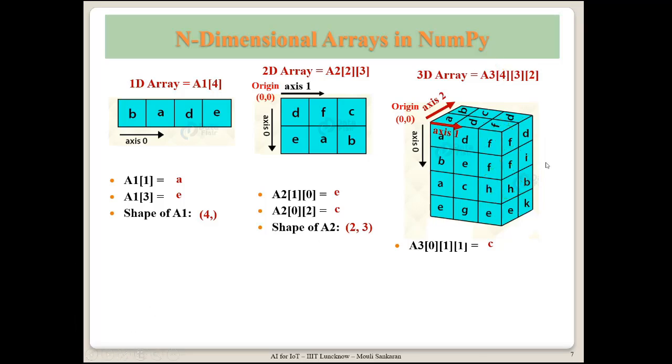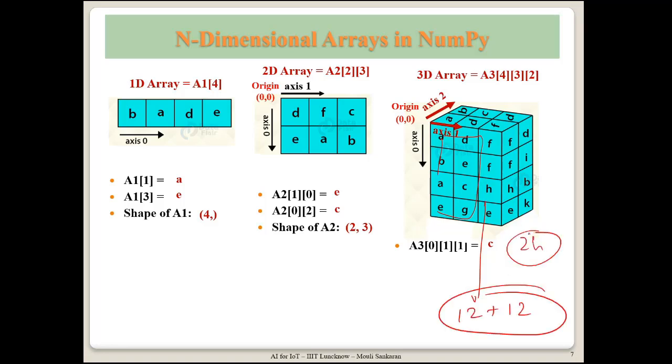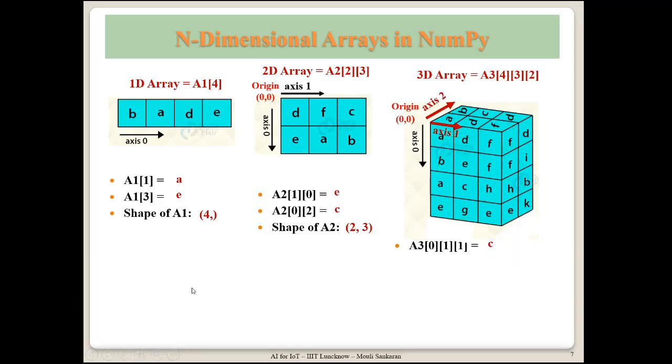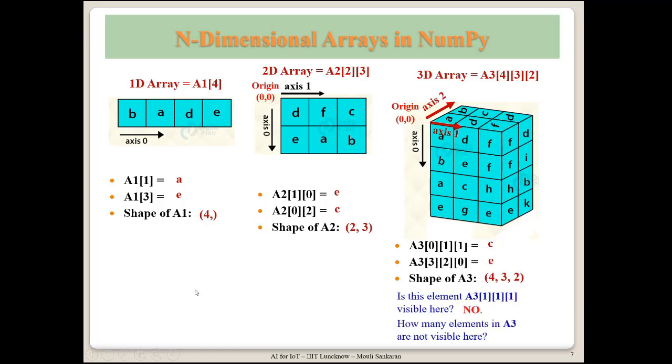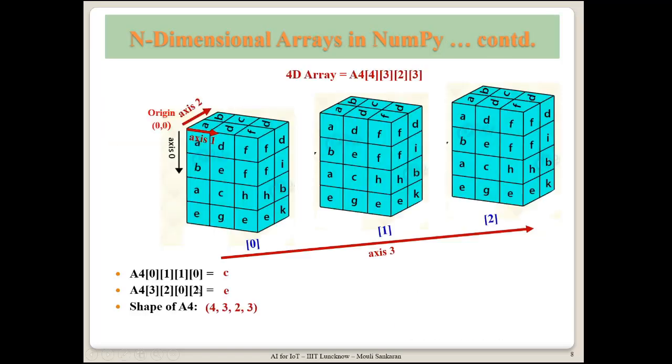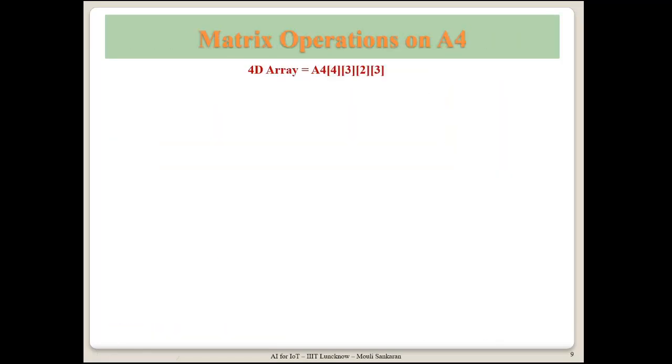How many values are there in total? On one side you have 3 into 4, 12 values, plus 12 at the back. So 24 values are there. Don't think that there are 3 Fs here. This is a single F shown as 3 Fs. Understood, right? I hope so. Yes, sir. Okay, thank you. I think this is also clear, hopefully.